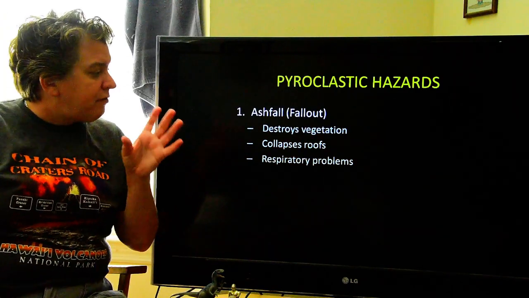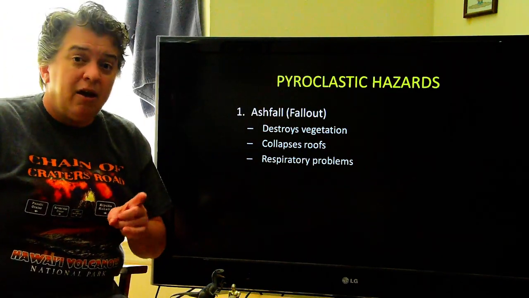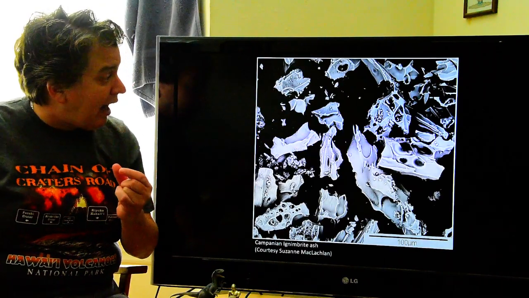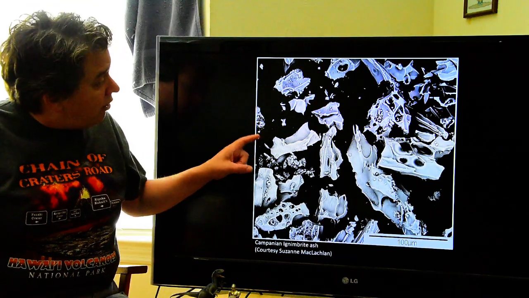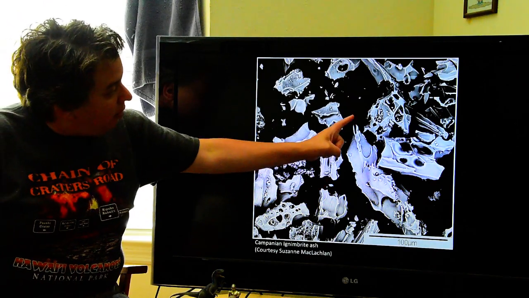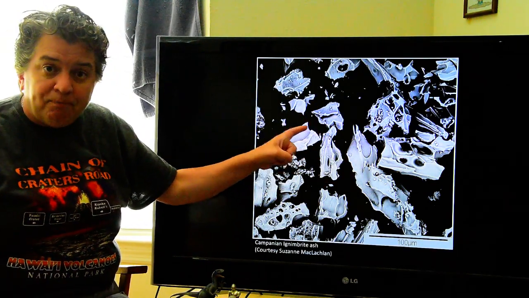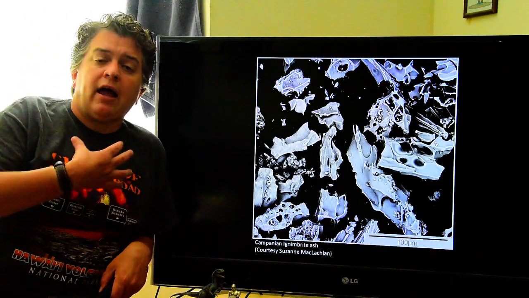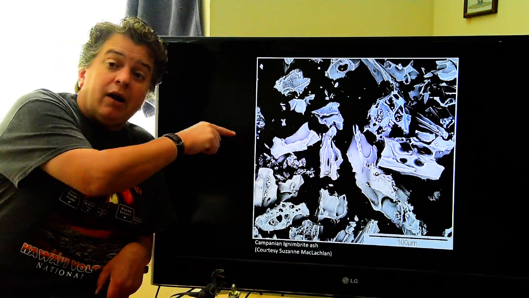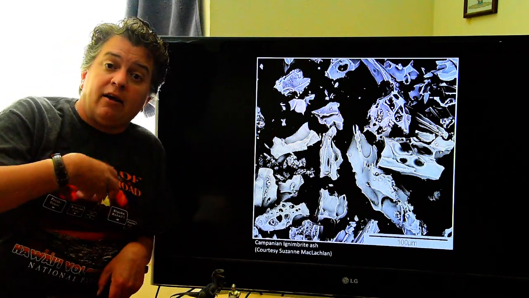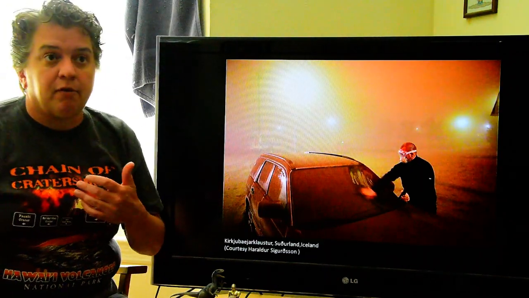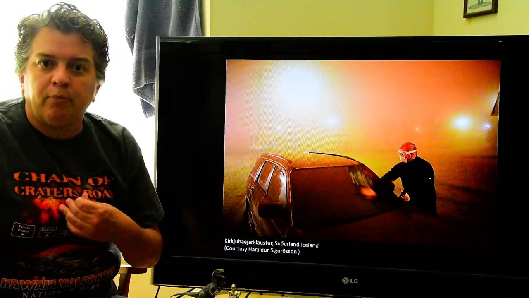Ash in the atmosphere also causes respiratory problems. Remember, I said ash is little shards of volcanic glass. If we look at ash under a microscope, this is a scanning electron microscope image of ash, look at those sharp edges. Now, it is bad to inhale any kind of particulate matter into your lungs. It's worse when it has really, really sharp edges like that and can actually lacerate and cut up your lungs. So you can have bad respiratory problems from that.